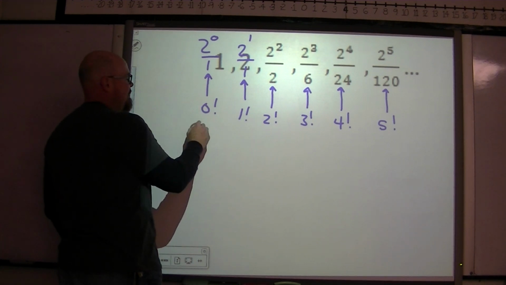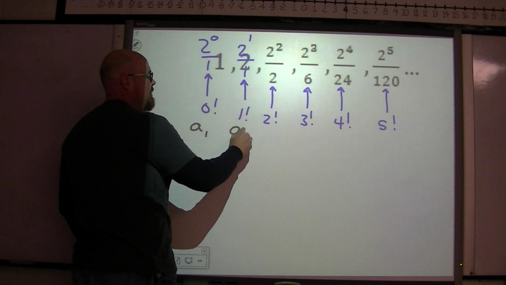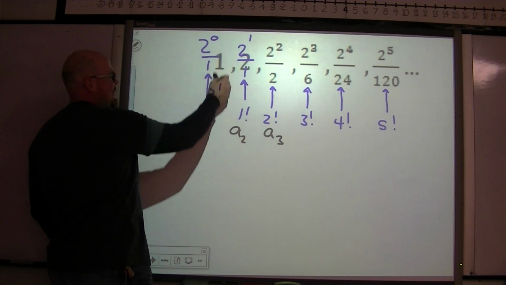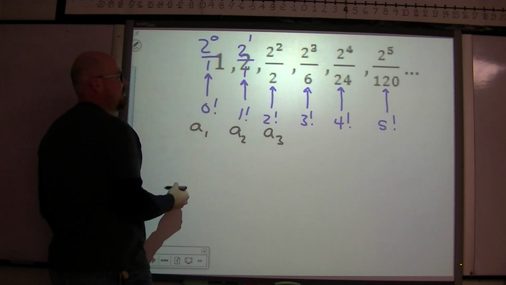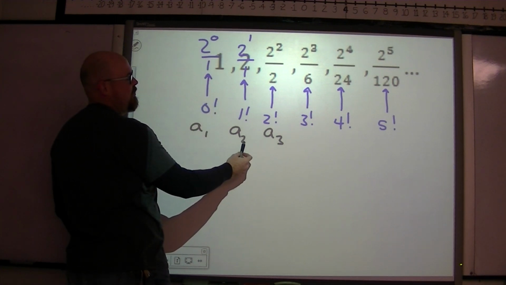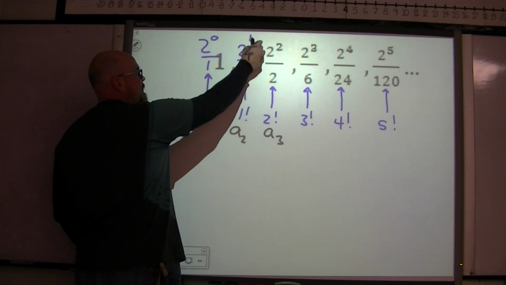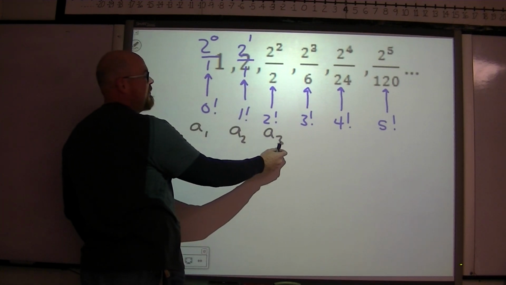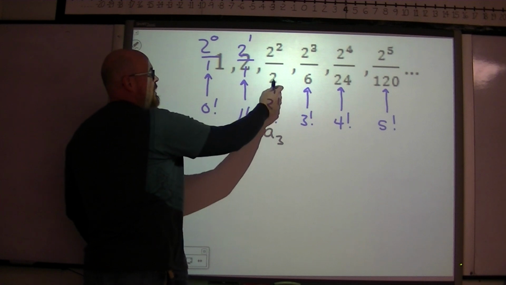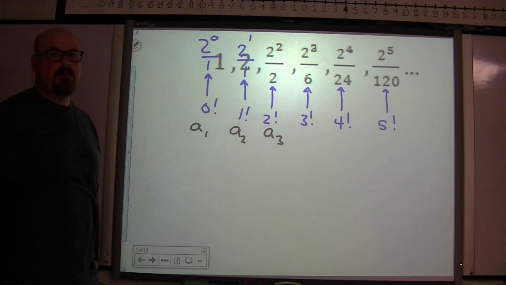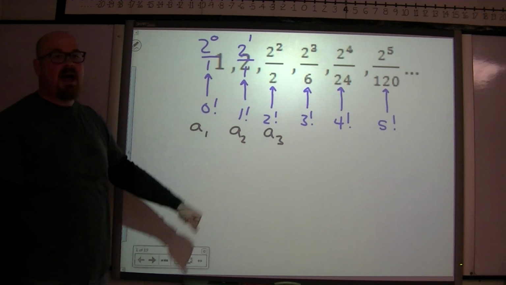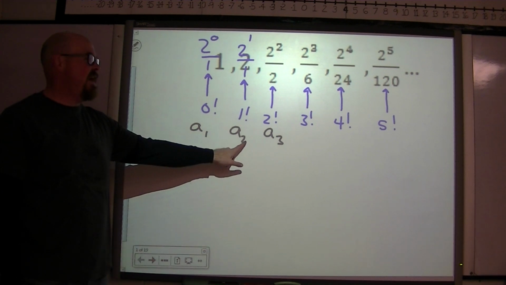Or we could say this is the first term. This is the second term. This is the third term, right? This is what I get when I plug the number 1 into this equation. This is what I get when I plug the number 2. I get 2 to the 1st and a 1 and 1 factorial on the bottom. When I plug in the number 3, I get 2 squared and 2 factorial on the bottom. Okay? So what am I doing to this number every time? What am I doing to that value of n?